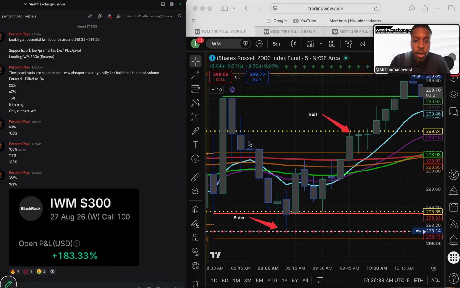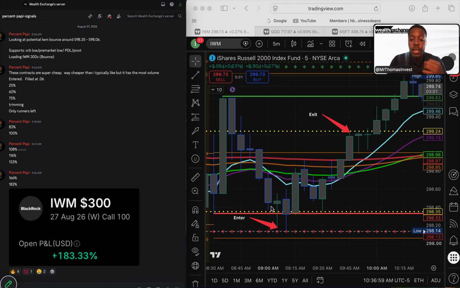So right here, I told you my levels. I said looking for IWM bounce between 598.35 to 598.06. I said 35 because you got pre-market high, the ORB low, previous day low, which is that cross, and then the pivot, which I named right here. That's my rationale because I have four different supports.